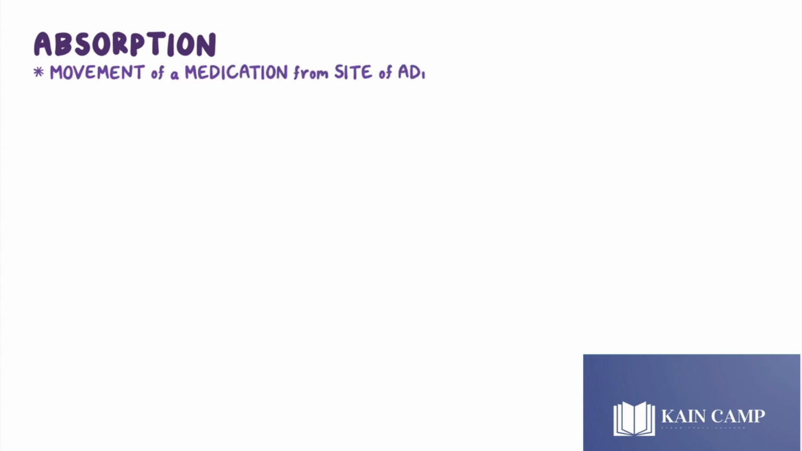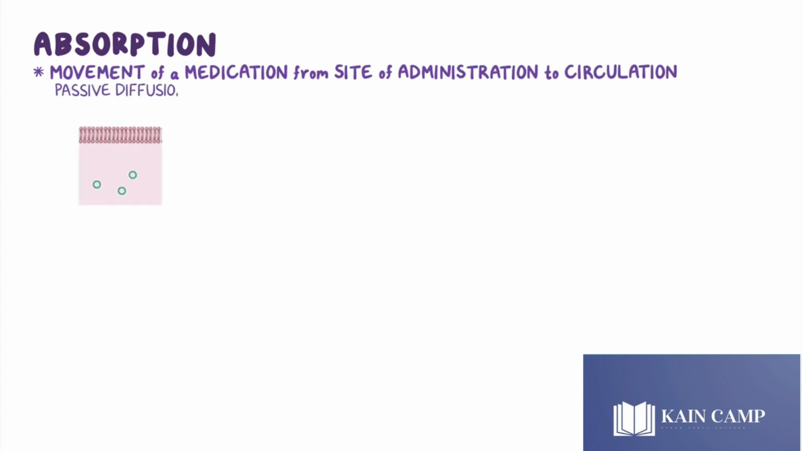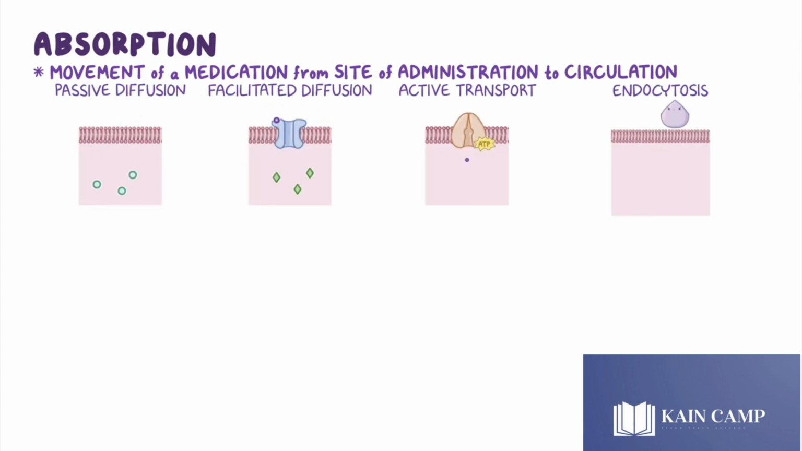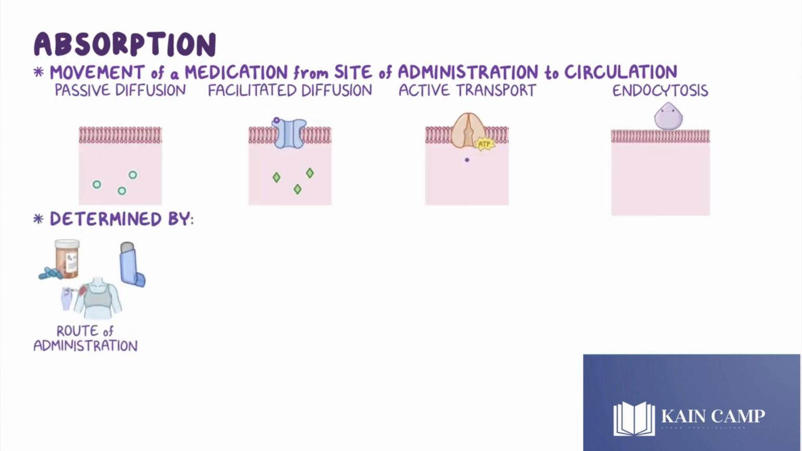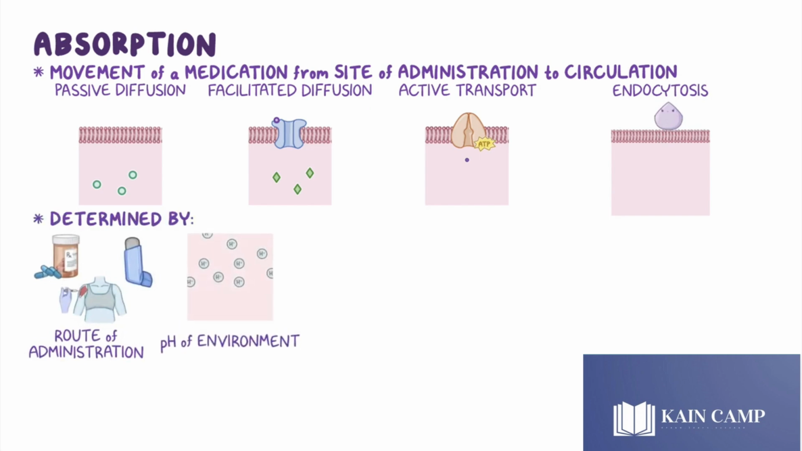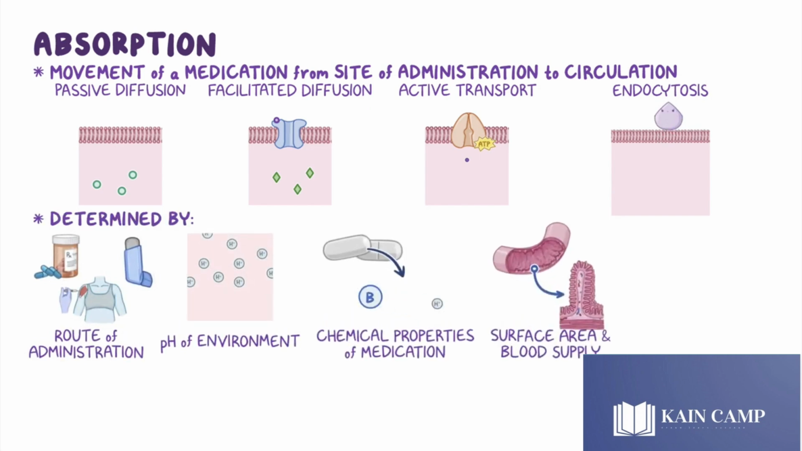Now we have to do a quick review. First thing is absorption, the movement of the medication from the site of administration to the circulation. It depends upon passive diffusion, facilitated diffusion, active transport and endocytosis. It can be determined by route of administration, pH of the environment, chemical properties of the medication, surface area and blood supply, the contact time with the surface area, and the presence of food and other medication.